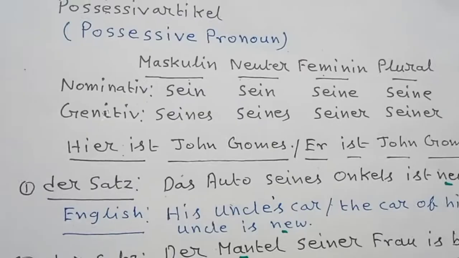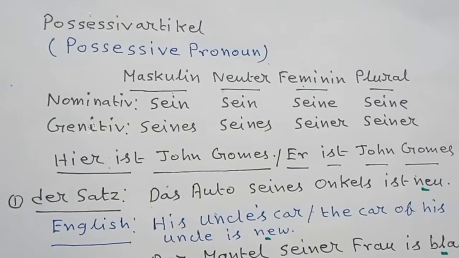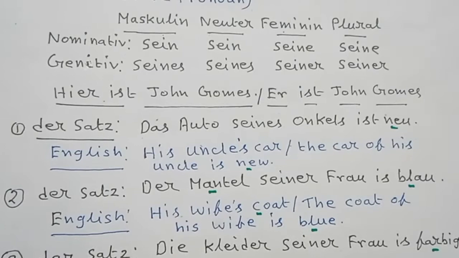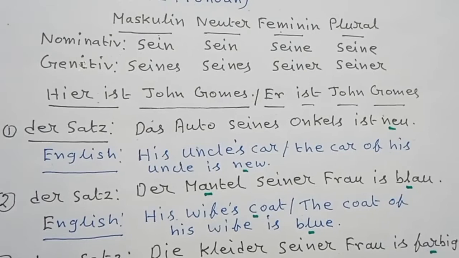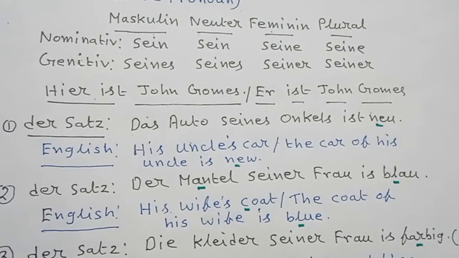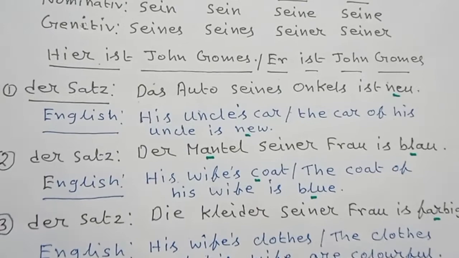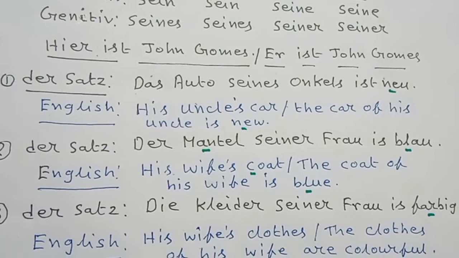Now, possessive article or possessive pronoun. Masculine, neuter, feminine, plural. Nominative: sein, sein, seine, seine. Genitive: seines, seines, seiner, seiner. Now, here is John Gomes, or he is John Gomes. Now, der Satz: Das Auto seines Onkels ist neu. English: his uncle's car, or the car of his uncle, is new.